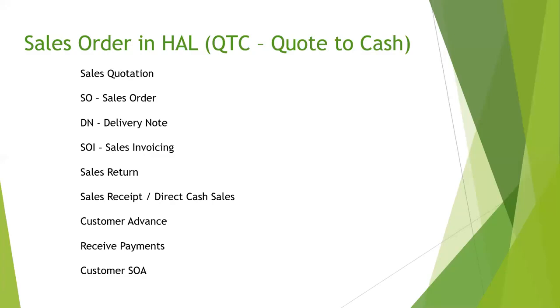In the system, we call the sales order quote to cash, Q2C. From the point we quote to the customer till we receive the payment, or the cash, from the customer, it will be there. So the process is almost the same as what we discussed previously. It's the sales quotation. Then, after acceptance of the sales quotation, we go to the sales order. After accepting the sales order, the goods will be delivered using the delivery note. After that, invoicing will come into effect. If there is any damage, the customer can return at any point of time. If there is any cash sale, then direct cash sales or sales receipt will come into effect.